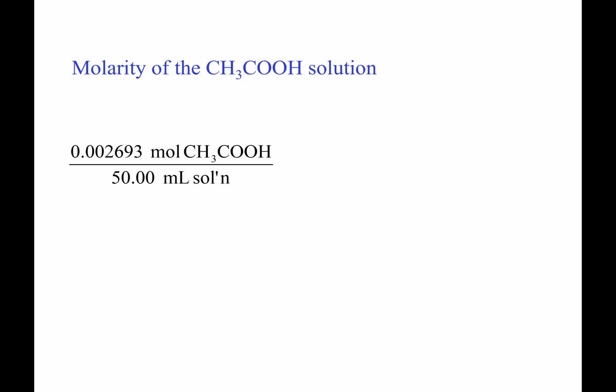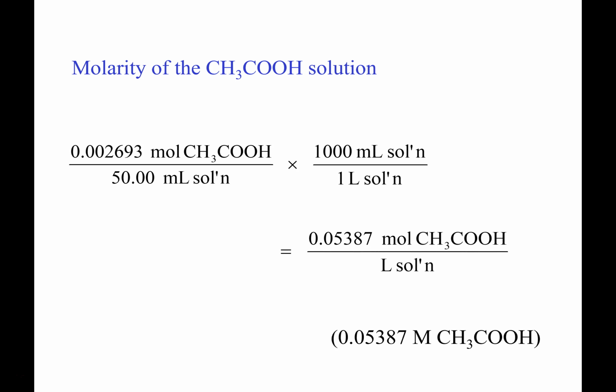So Daniel, molarity is moles per liter and not moles per milliliter. So how can we fix that? Put 1,000 milliliters over 1 liter. Yep, 1,000 milliliters over 1 liter. Perfect. And then Madison, how are we going to round this? 4 sig figs. So I get 0.05387, and I would probably just put a big M, CH3COOH. What it means is 0.05387 moles of CH3COOH per liter of that solution.